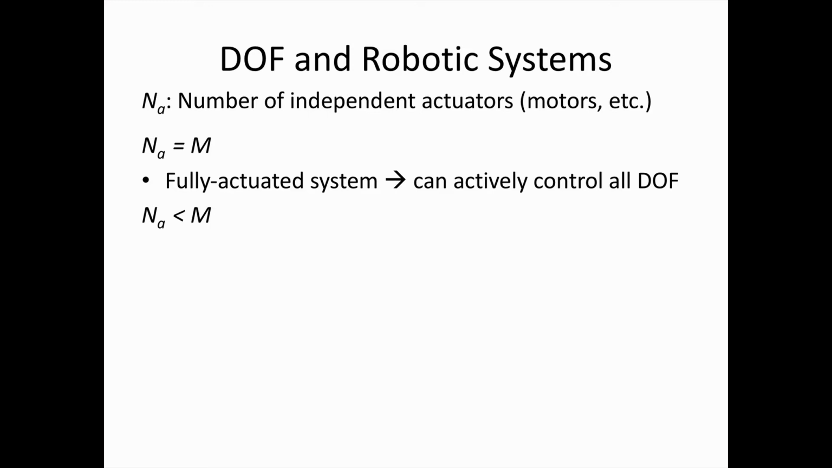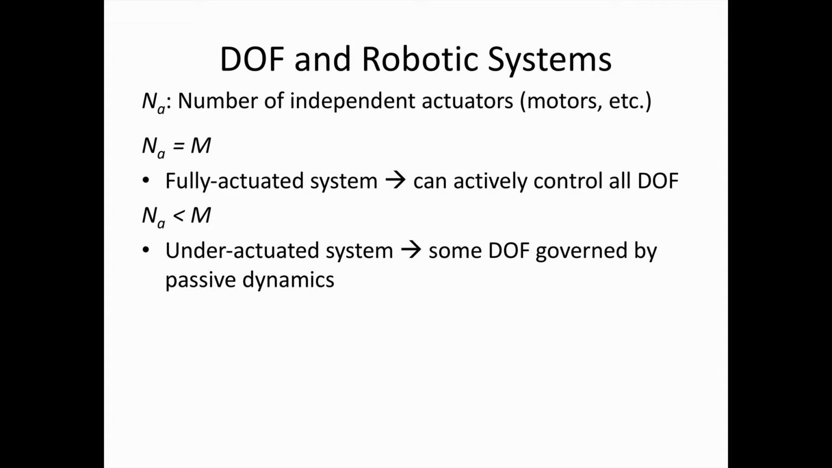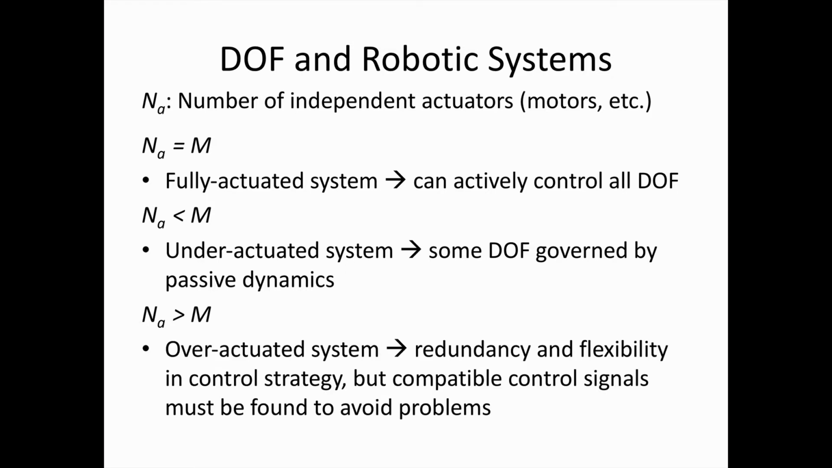Now, if the number of actuators is less than the number of degrees of freedom, we call this an under-actuated system. So this means that we cannot control actively all degrees of freedom. Some degrees of freedom are going to be governed instead by passive dynamics. If we have the number of actuators greater than the number of degrees of freedom, that's an overactuated system. This provides some redundancy and flexibility in control strategy, but to make this work, we have to determine sets of control signals that are compatible with each other. Otherwise, we're going to have problems with the system.